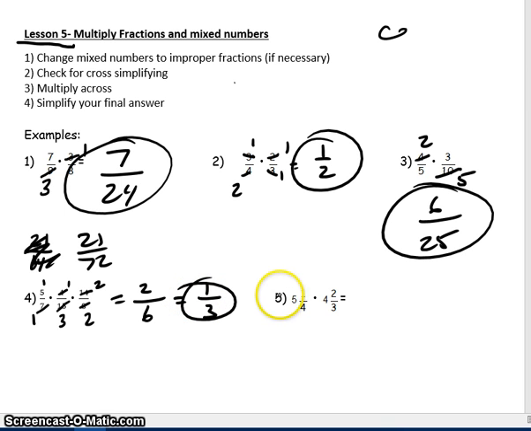Let's go to question number 5. We've got ourselves our mixed numbers. So we need to change them to improper fractions.